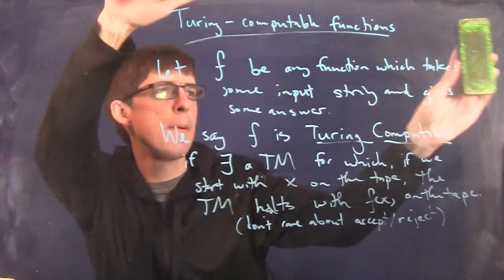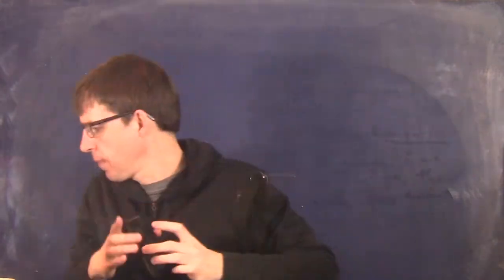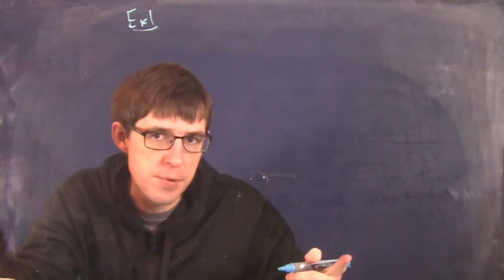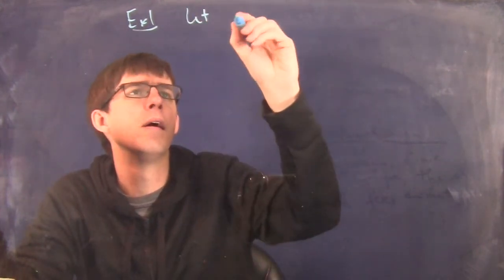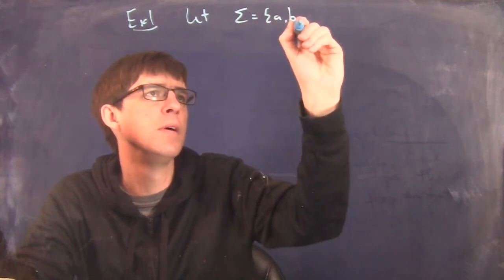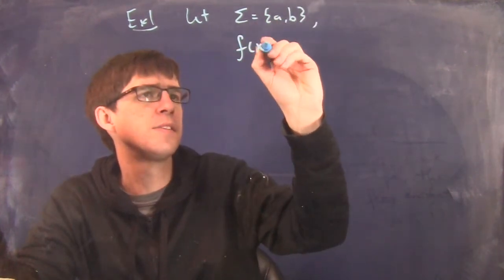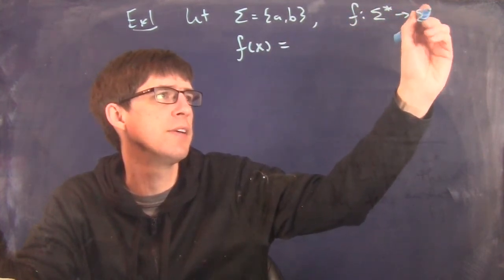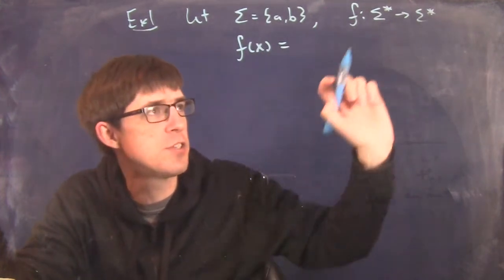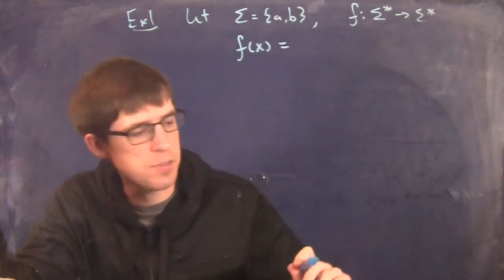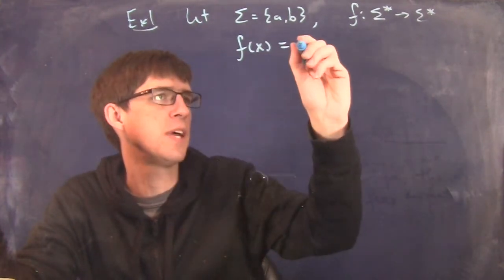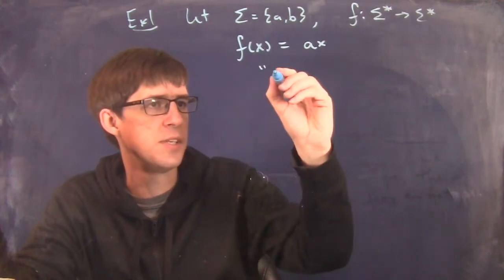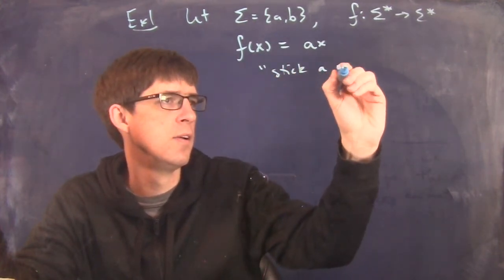Let's do some examples. Here's a very simple example of a function which we can compute on a Turing machine. I'm going to use the alphabet a, b, and f is a function which goes from sigma star to sigma star. That is, the values that you plug into f are strings from a and b, and the answers you get out are also strings on a and b. The definition of the function is this: f of x equals ax. In simple language, it just says stick a on the front of the string.